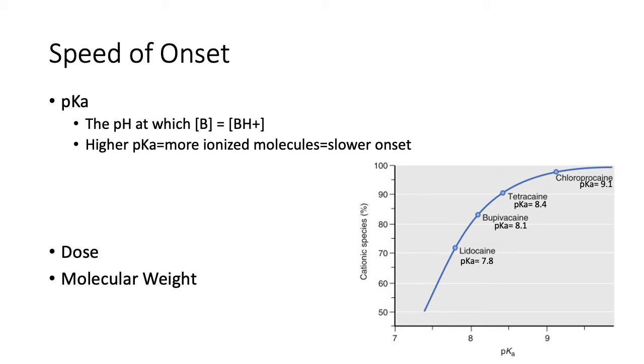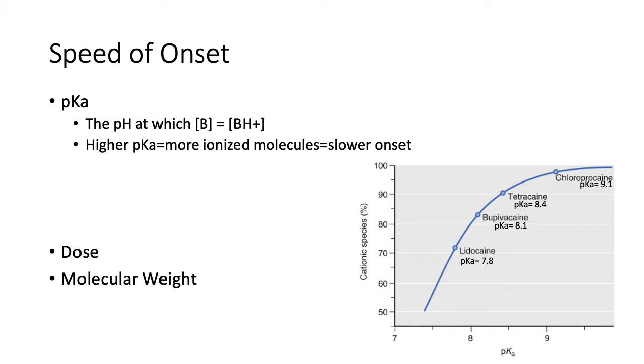Let's discuss some of the clinical properties of different local anesthetics and how they relate to characteristics of the individual agents. The first property of interest is the speed of onset. The rate-limiting step in the speed of onset of a local anesthetic is traversing the cell membrane in order to gain access to the intracellular portion of the sodium channel.